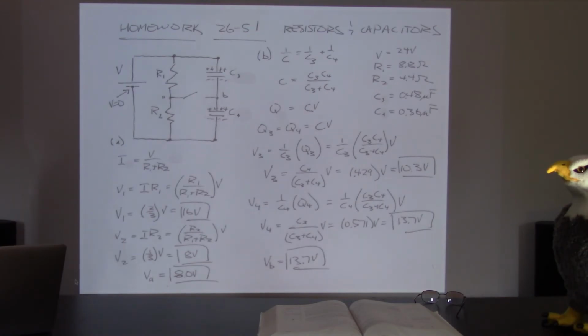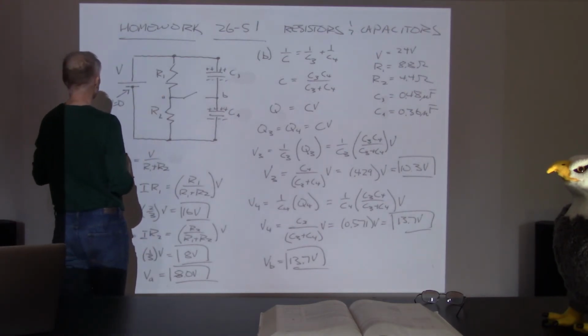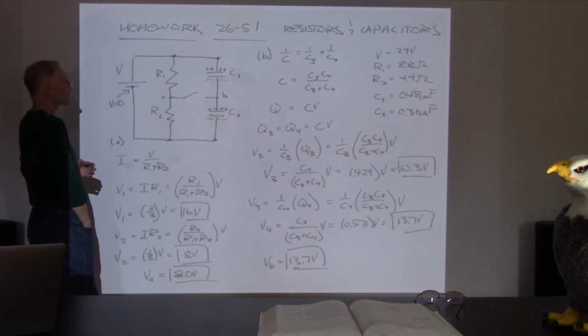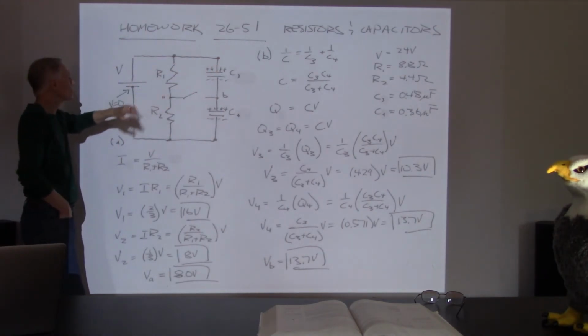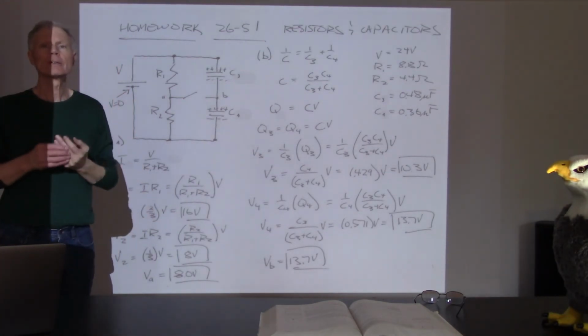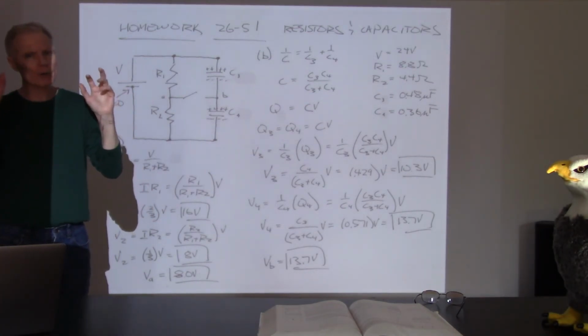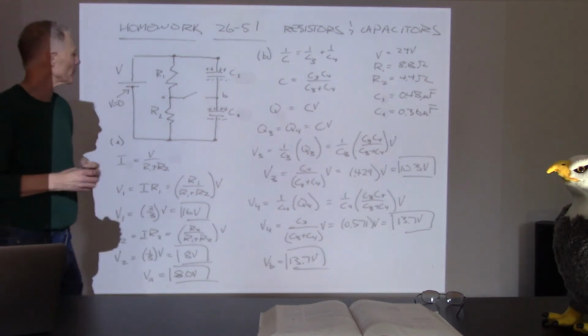Now I think this is our last example, or the last example that I looked at. This is problem 51 from chapter 26. What we've got going on here is resistors and capacitors, but what we're going to quickly find out is it's not an RC circuit where we can use our RC charging and discharging formulas. That's not what's going on here.